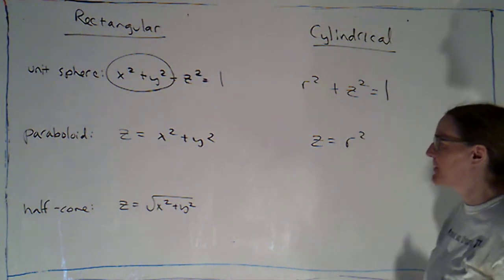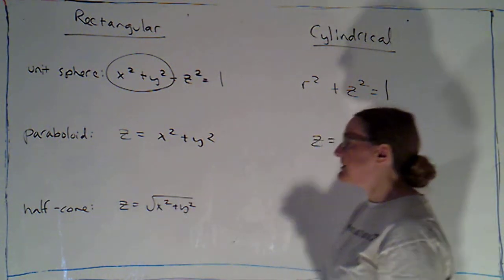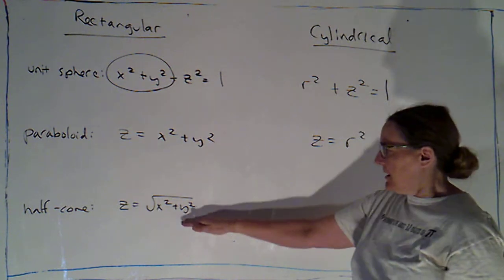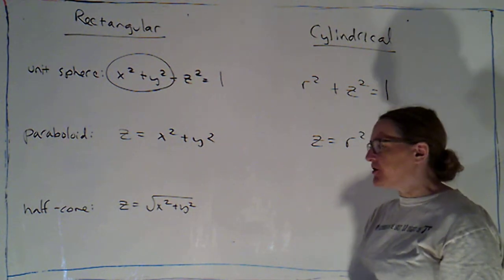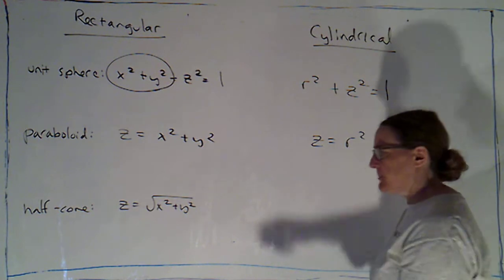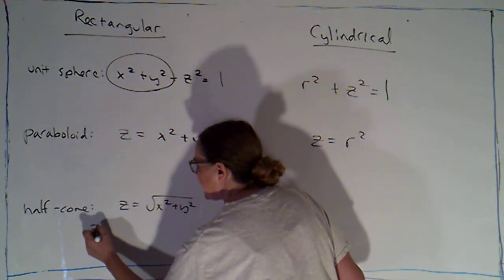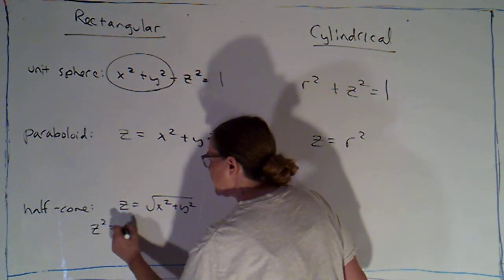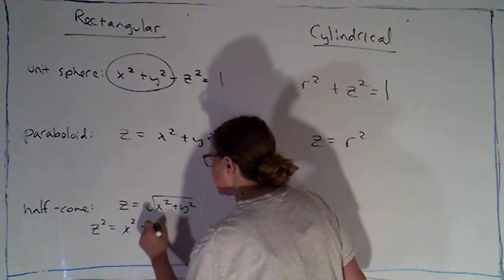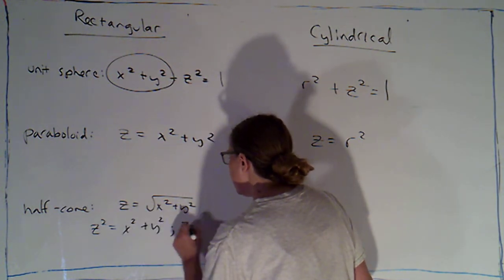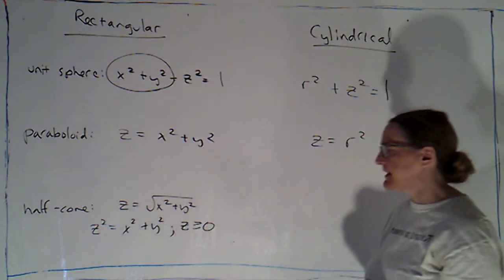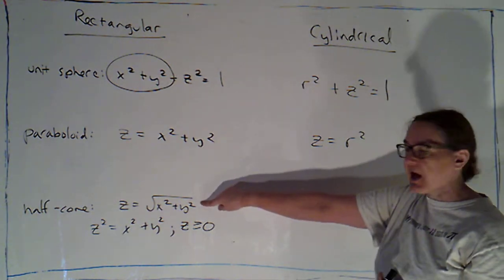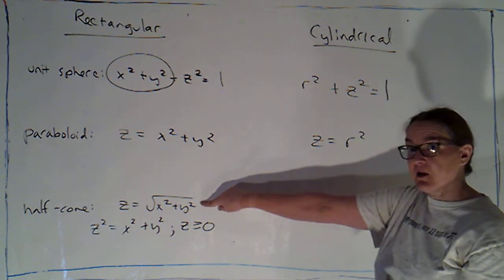Nice. Now here, I'm telling you that this is a half cone. Hopefully that's a familiar surface, so hopefully you're starting to recognize it, but let's remember how we could see that that's a half cone. If I square both sides, I'm going to get z squared is x squared plus y squared, but I need to record that z is non-negative because that restriction is implied by that original equation.